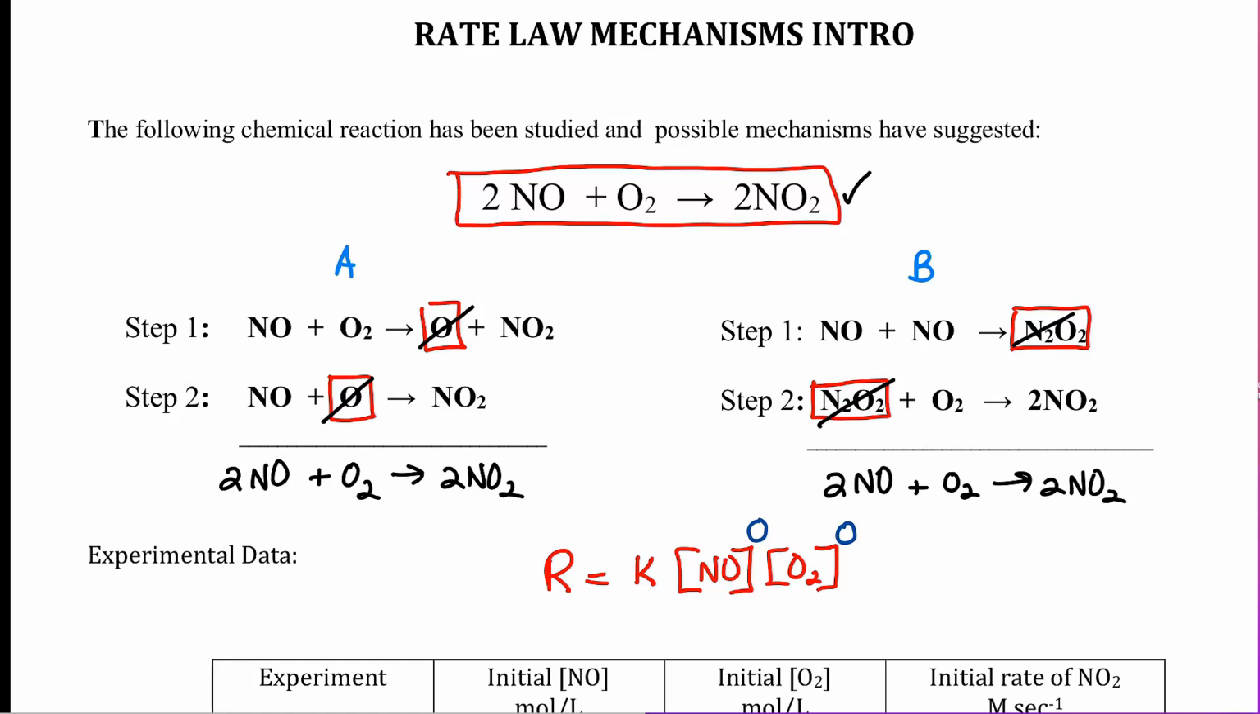Okay, now getting back to the mechanism. I want to look at what we did over here with the oxygen. This oxygen is called an intermediate. I want to put a little box around it.